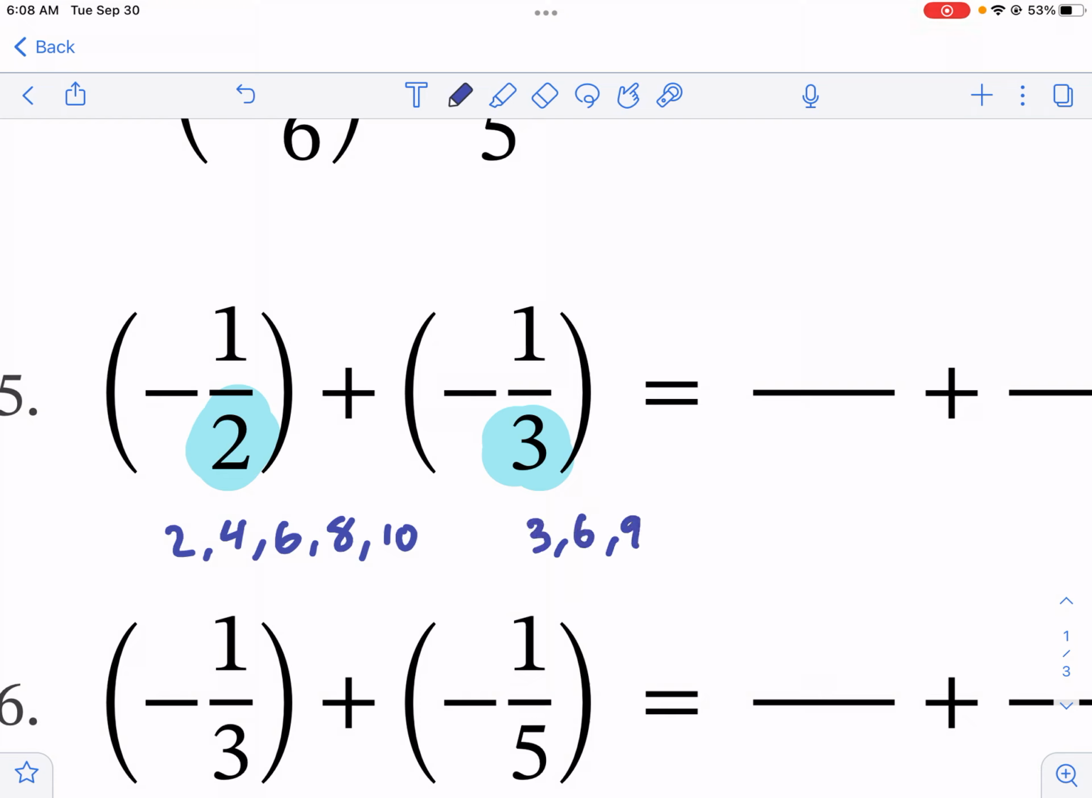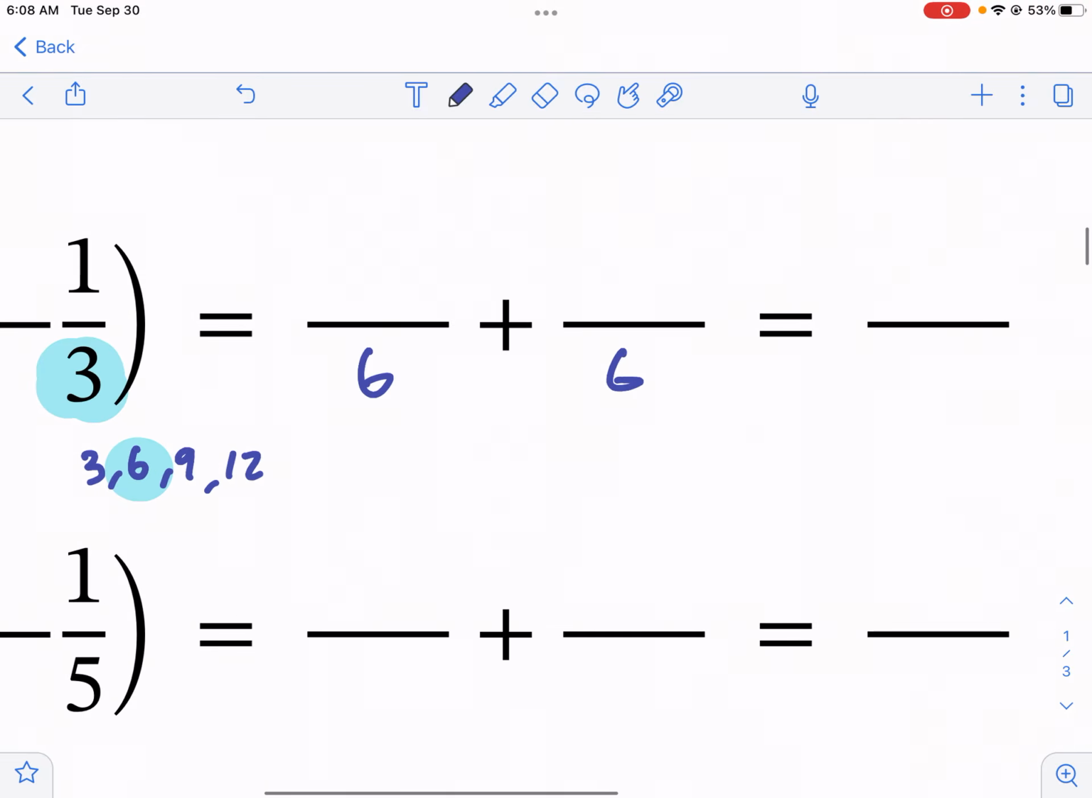3, 6, 9, 12. Okay. You're going to see which numbers are the same. And we see that 6 is our common denominator. It's our least common multiple between both 2 and 3. So I'm going to put 6 as our common denominator.